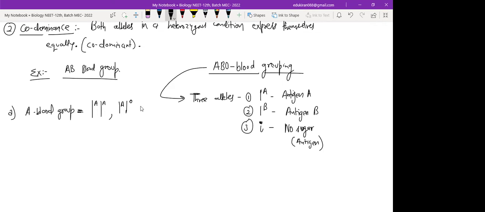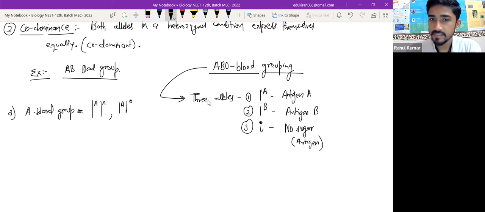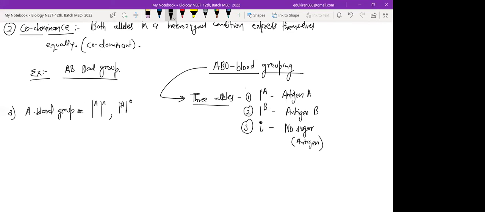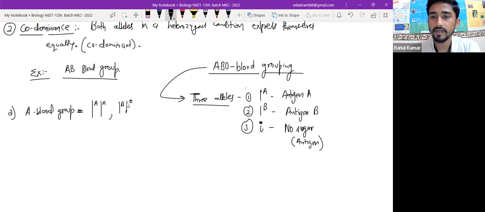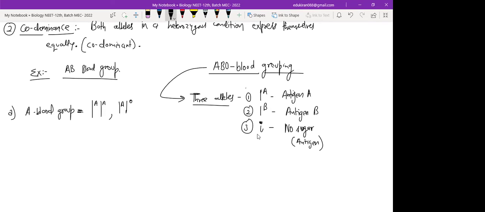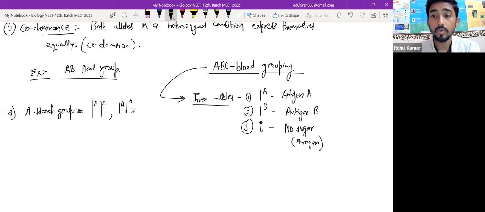Sir, IO is the same as small I, right? Yes, these are the alleles. This is the allele, and this is the genetic makeup, like the genotype I am writing. IO is this small I allele which produced no sugar. We write it as O. O means 0, nil, no sugar. That's what O group is. So for A blood group, these are the two possible genotypes.